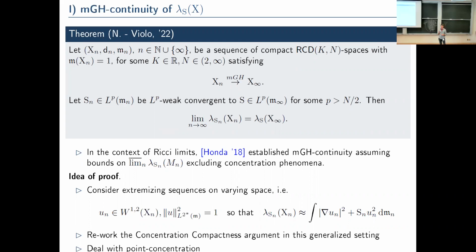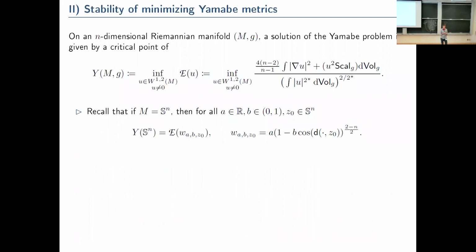But I'm not saying anything about the limit constant. So I'm not prescribing any strict inequality. So concentration points here may appear. You can deal with that and get continuity in the end. Okay. So the second is a problem about so-called stability.